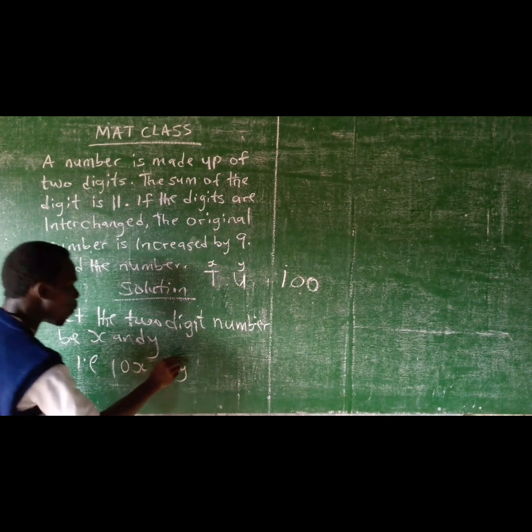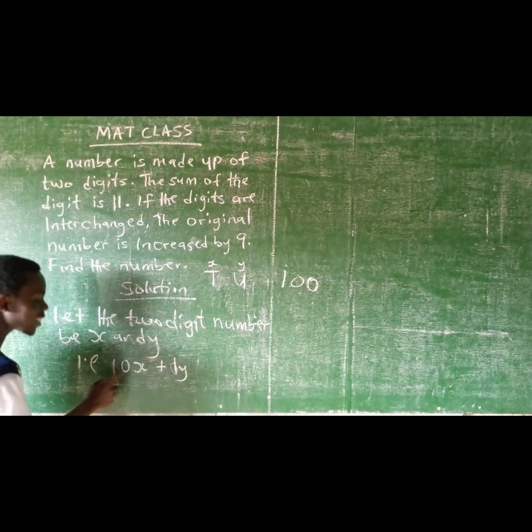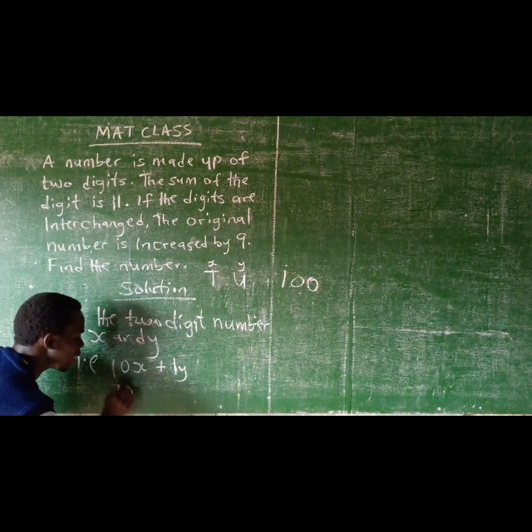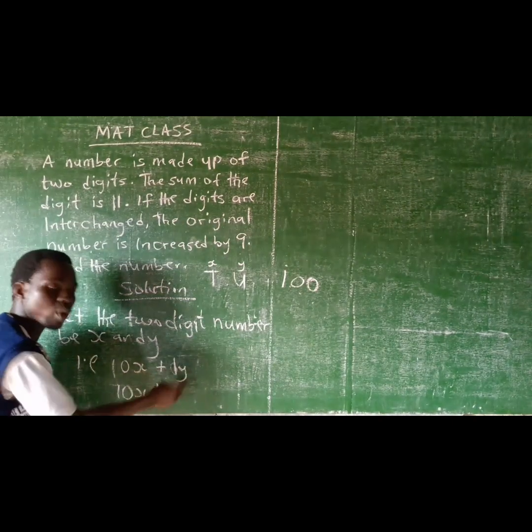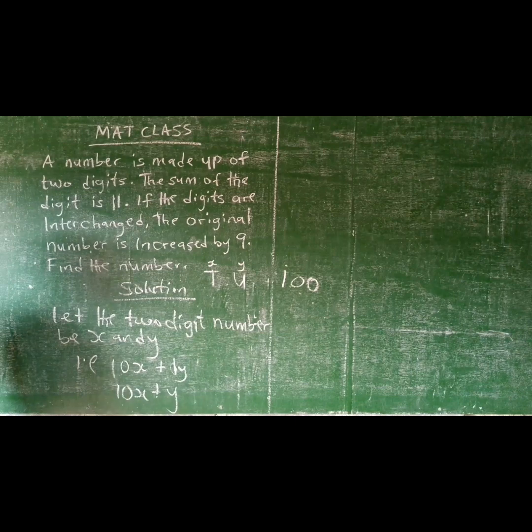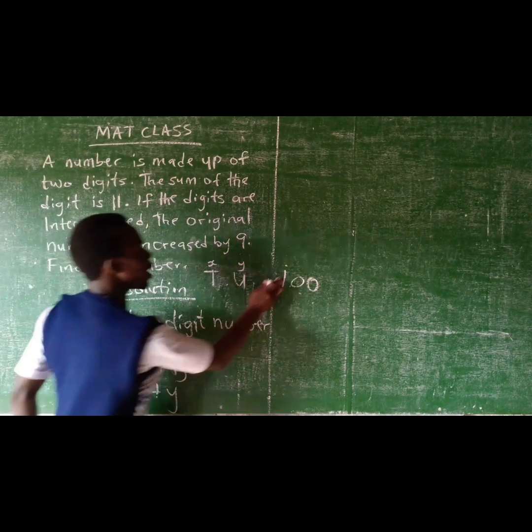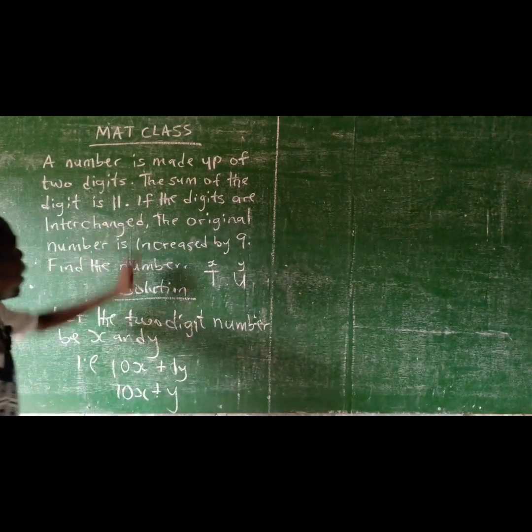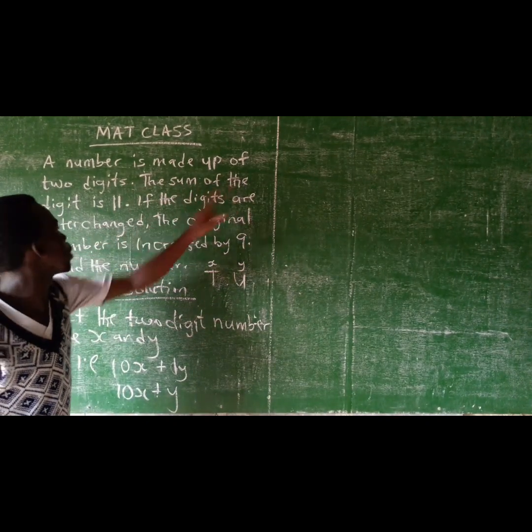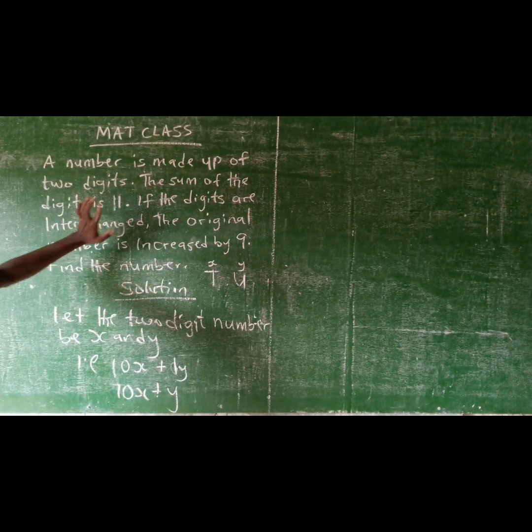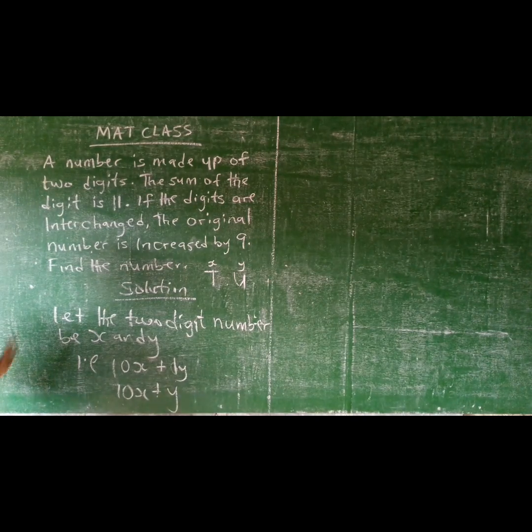That's why I'm now having 1. If I say 10 times x, I will have 10x plus 1 times y, which gives me y. Am I communicating? After I solve that one, I will move forward. The question says the sum of the digits is 11. That one is special. We are still going down.